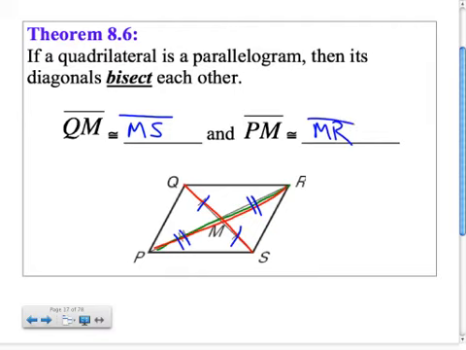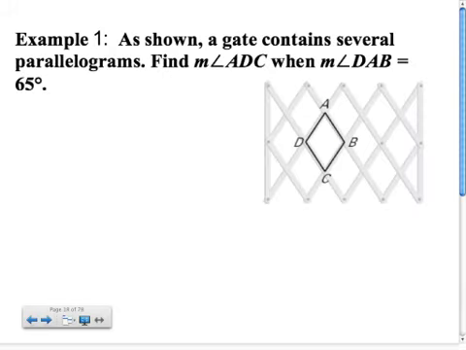So 5 primary things you need to know. A parallelogram: opposite sides are parallel, opposite sides are congruent, opposite angles are congruent, consecutive angles are supplementary, and diagonals bisect each other. I know right now it's probably a little bit overwhelming, but hopefully by the end of the day tomorrow you'll feel a little bit more confident in parallelograms or properties of parallelograms.